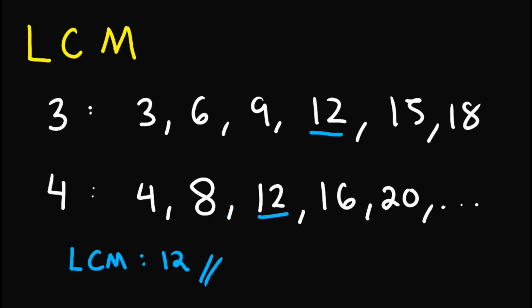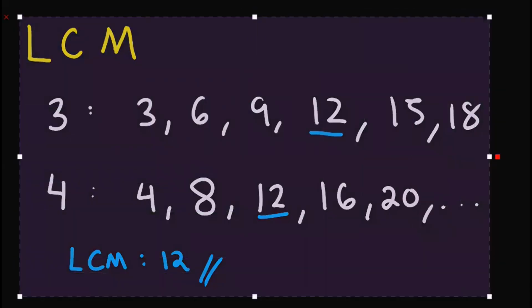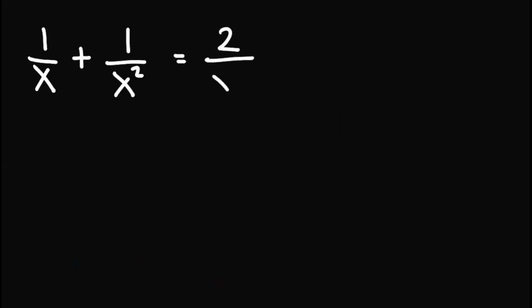So the same idea applies in this one, but this time we'll be dealing with variables and so on. So let's go on immediately to our first example. Let's have 1 over x plus 1 over x squared equals 2 over x cubed.